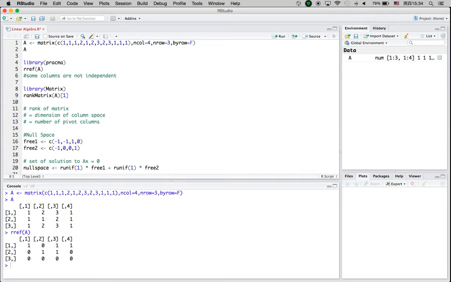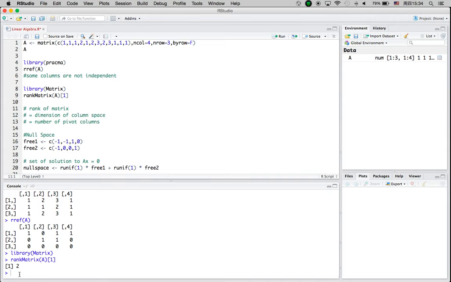So we can calculate that the rank of this matrix is equal to 2. The rank of the matrix is equal to the dimension of the column space, and is also equal to the number of the pivot columns. The pivot columns are thus the 1st and the 2nd column. So the rank of the matrix is equal to 2. And the column space is actually the space that is spanned by the columns here.